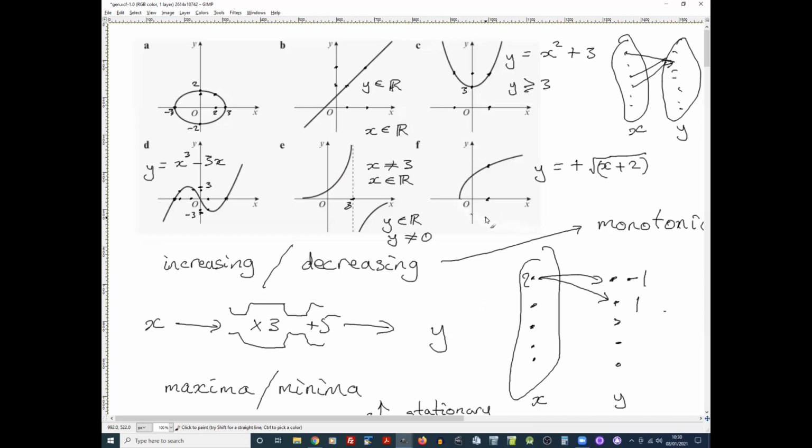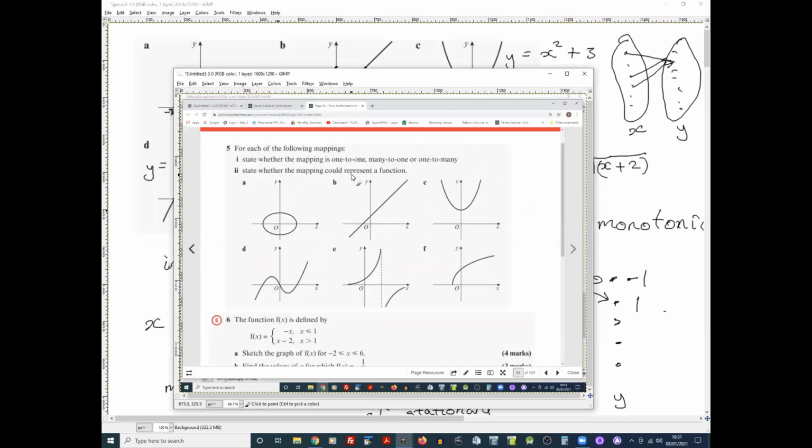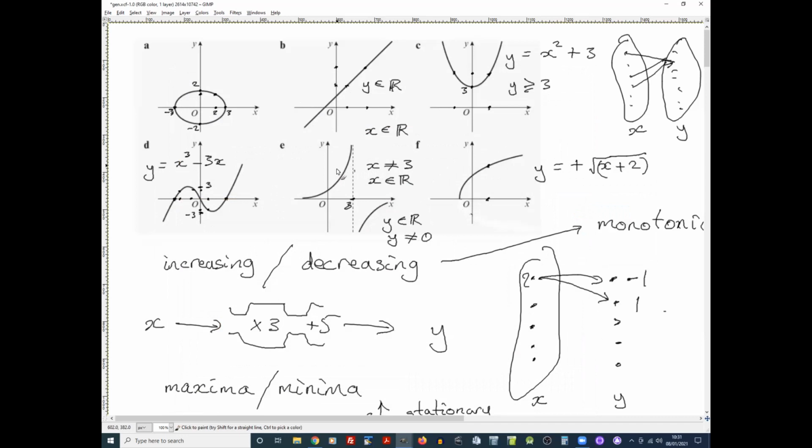Now you're saying, why do we care about that? Privileging the ones which are either one to one or many to one. I said, well, one basic reason, and then I had to change my mind. For this reason I was thinking of, you have to be one-to-one. And that's what this question is about. State whether the mapping could, oh no, sorry. Their question is whether it could represent a function.